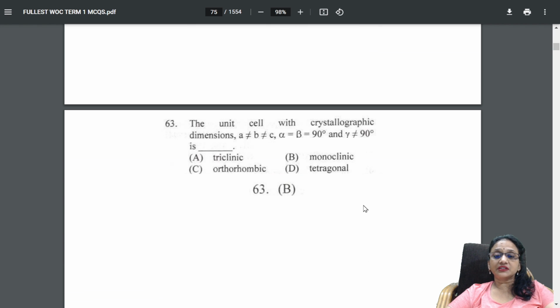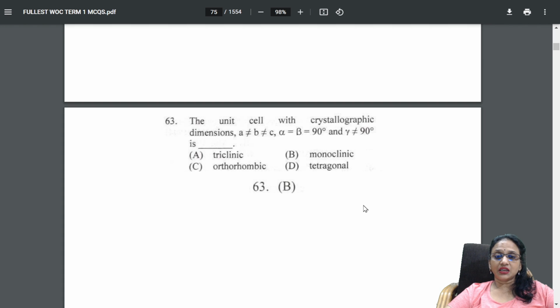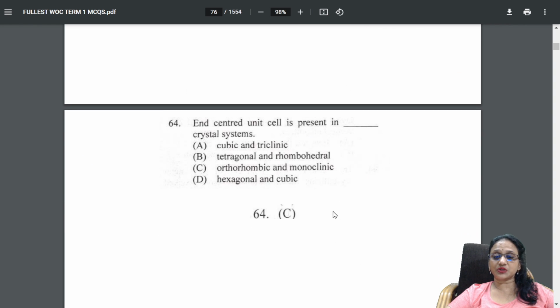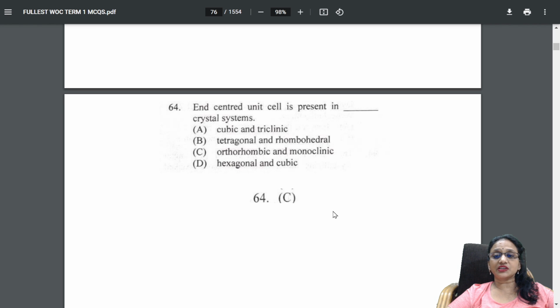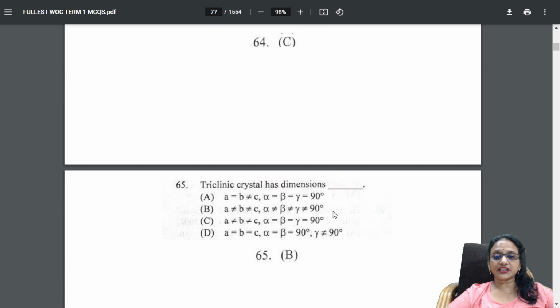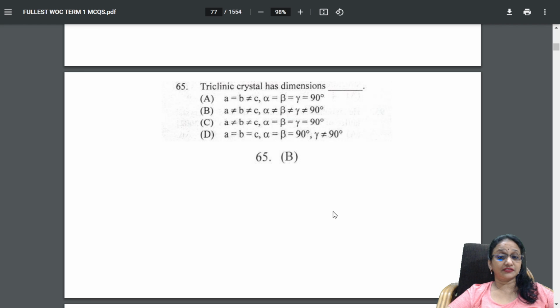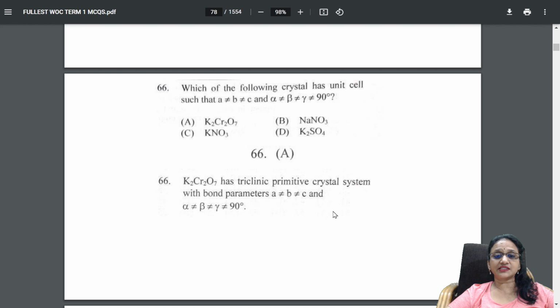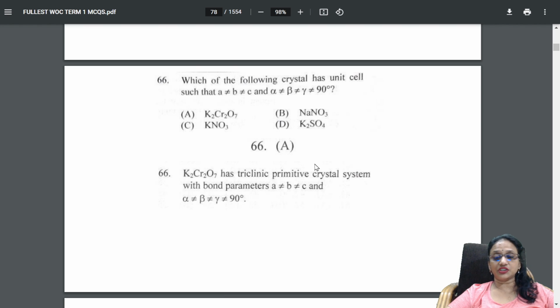Further Bravais lattice questions are given. They'll give you the edge length and the angle, and you're supposed to predict which type of Bravais lattice this is. Then comes end-centered. This is one question asked: how are the centered cells, what is the shape it follows in your Bravais lattices? That is also given here. Then the triclinic system questions are given here. Then comes: which of the following crystal systems has unit cells such as a is not equal to b, not equal to c? The example is given, you need to remember this.